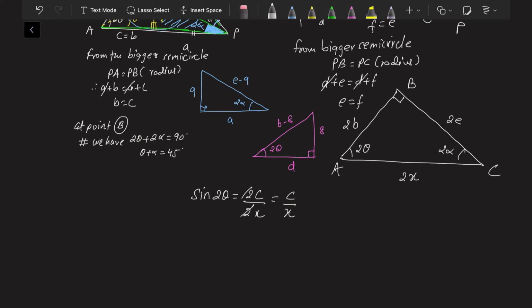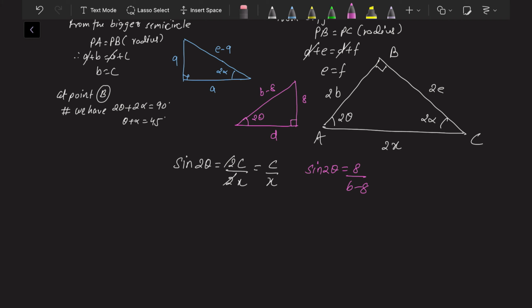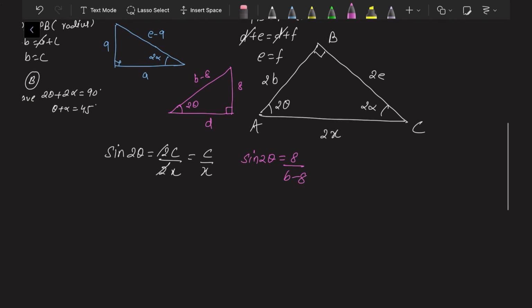Now again we have 2 theta. Yes, it is in the pink triangle. So according to the pink triangle, what is the value of sine 2 theta? It is going to be 8 upon b minus 8. So we can compare these two, because sine 2 theta is equal, and hence we'll have e upon x equals 8 upon b minus 8. Cross multiplication, eb minus 8e is equal to 8x.